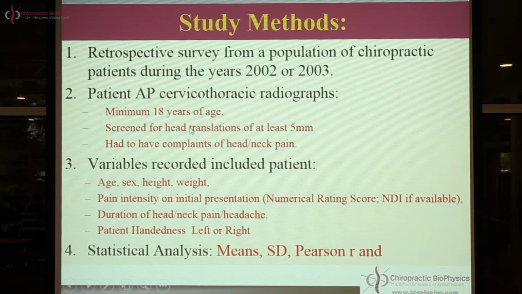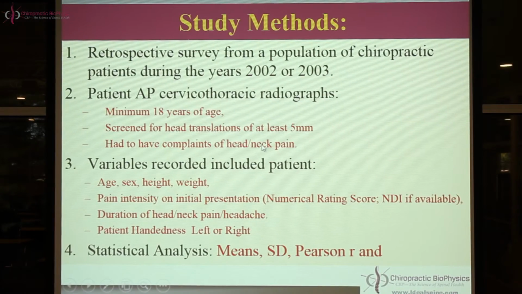We screened these for head translations, both in their posture, in the doctor's records, in the exam notes, and on the x-ray. Now, the x-ray measurement had to be at least 5 millimeters displaced from C2 to T4. I'll show you a picture of that.